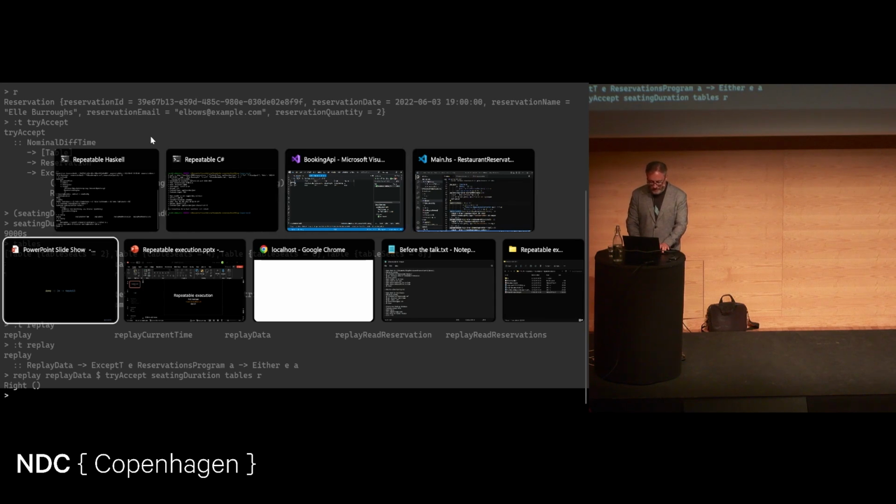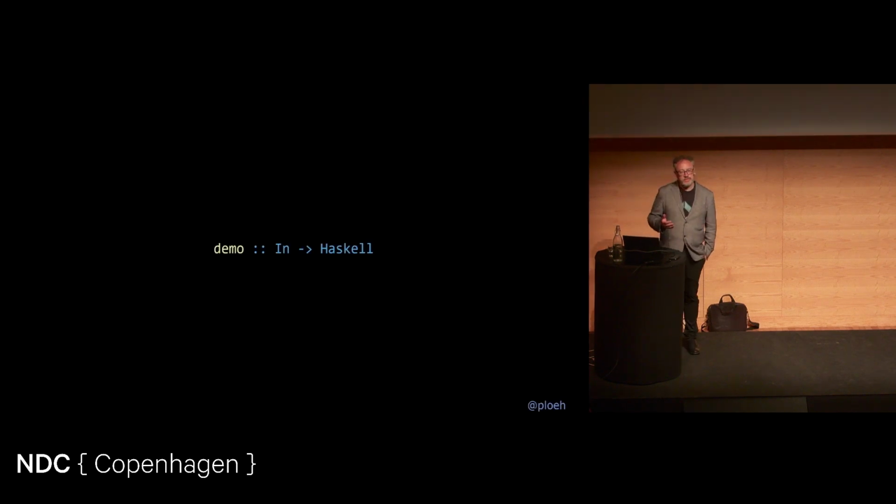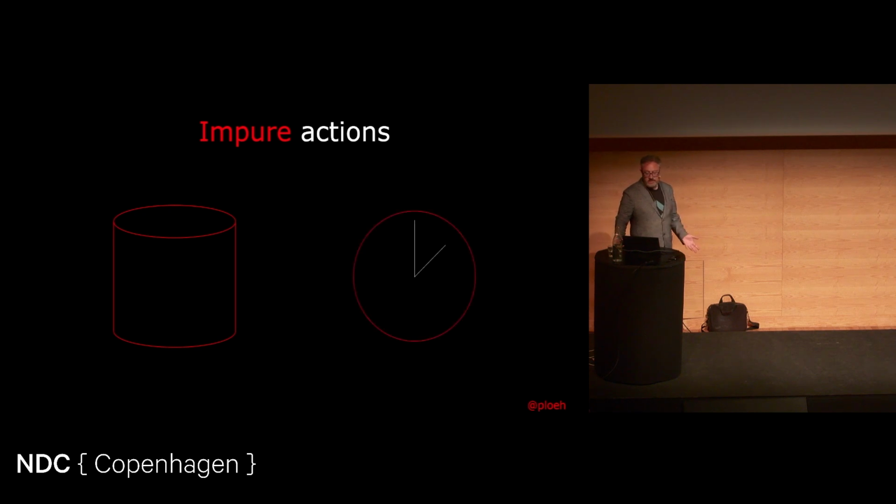So the point of this is, again, that I'm not trying to convince you that you should write all your production code in Haskell, but it's interesting to do those kinds of proofs of concept because we learn something about what is pure, what can be pure, and what has to be impure. And what we've learned here from this little proof of concept is that the impure actions in a system like this one are, first of all, the database, and the system clock.